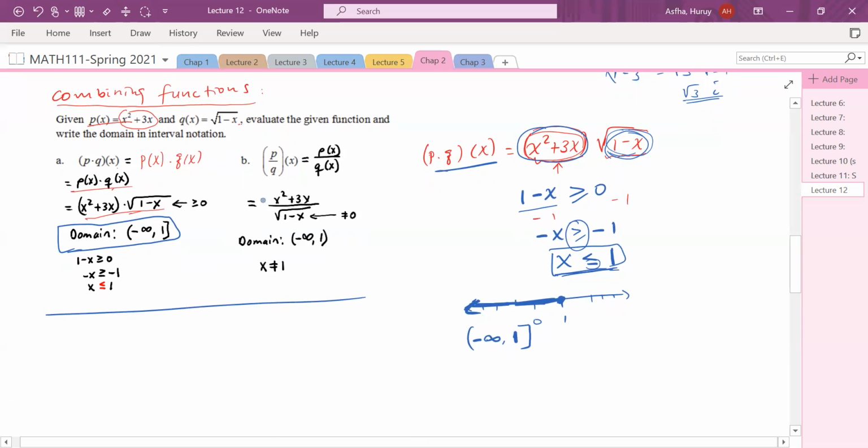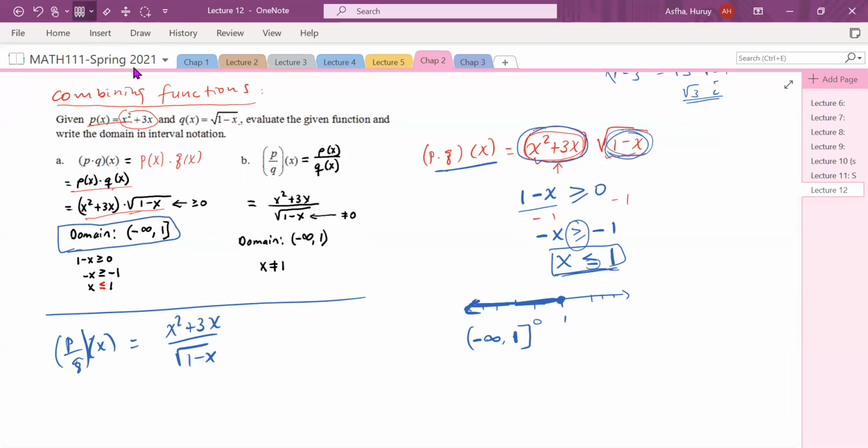So here we have (p over q)(x) equals (x squared plus 3x) over the square root of 1 minus x. Again, the top part, the numerator, we don't have any problem with it now because it always results in a real number. So again, the problem with this one, there are two things with the denominator now.